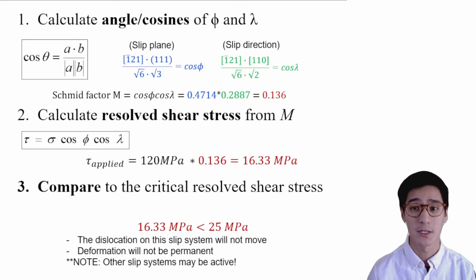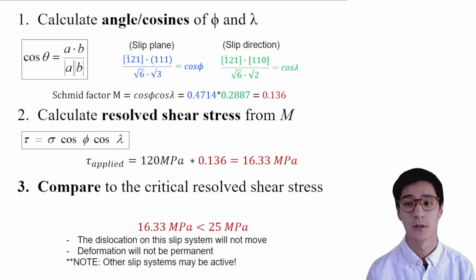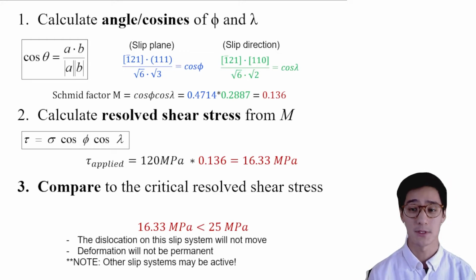The next step is to resolve the shear stress from the applied stress. The applied stress was 120 megapascals. And with our Schmid factor calculated from step 1, this results in a resolved shear stress of only 16.33 megapascals. To determine if the material permanently deforms, we compare it to the critical resolved shear stress. As you can see, the resolved shear stress is below the critical resolved shear stress of 25 megapascals. Thus, the dislocation on this slip system will not move, and the deformation will not be permanent.